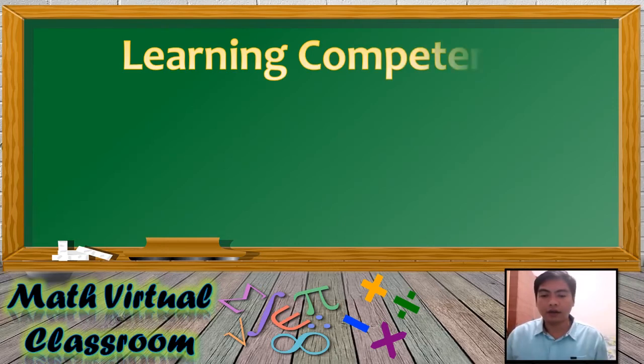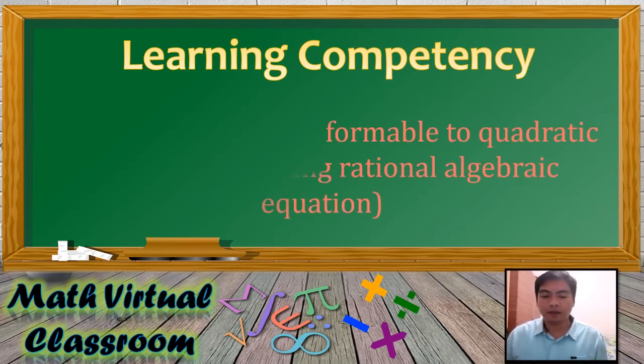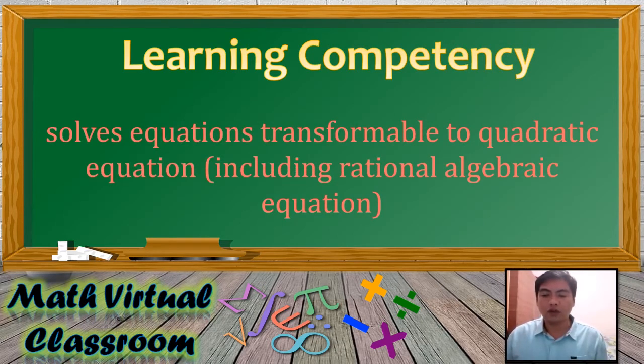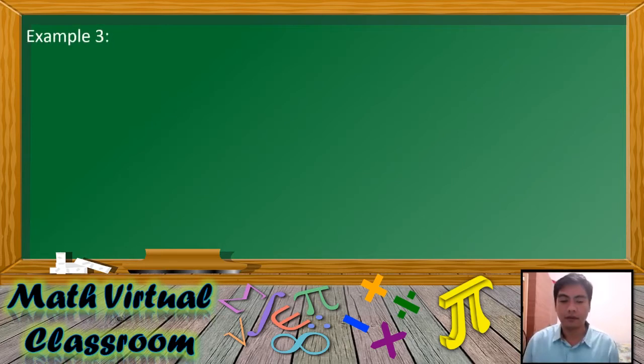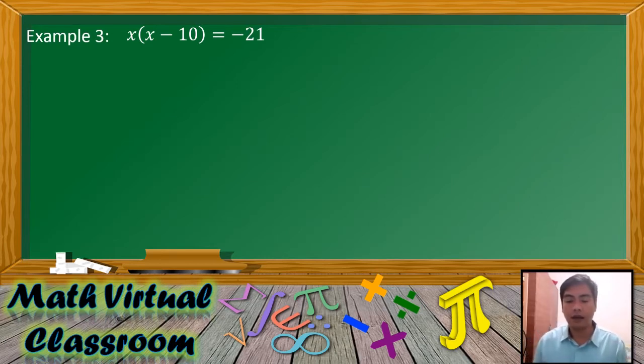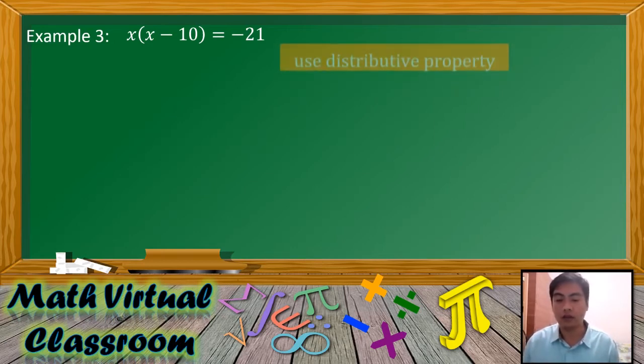Again, our learning competency: solves equations transformable to quadratic equation, including rational algebraic equation. So let us take some examples. x times quantity x minus 10 equals negative 21. So how are we going to solve this kind of equation?